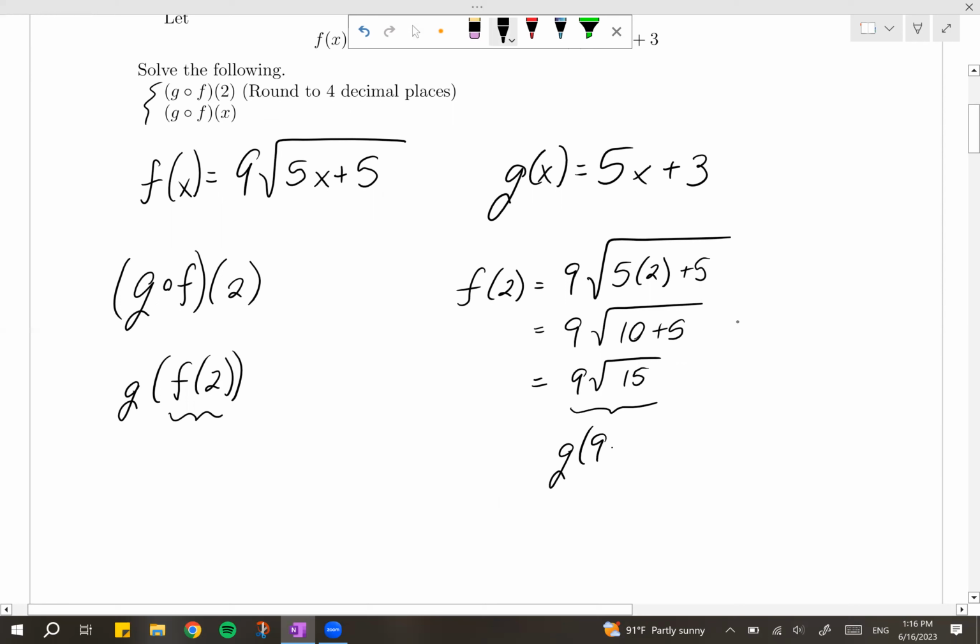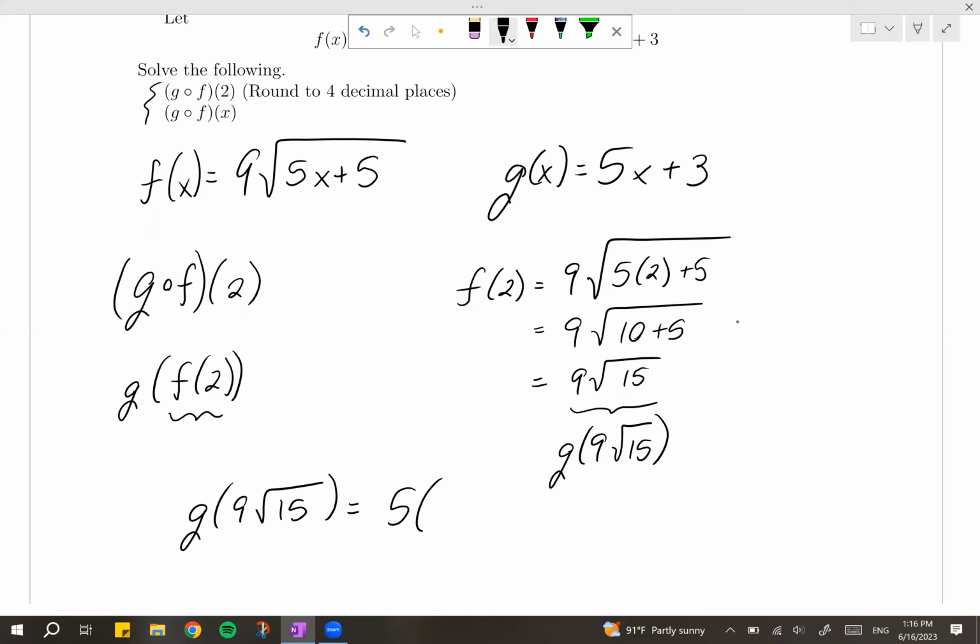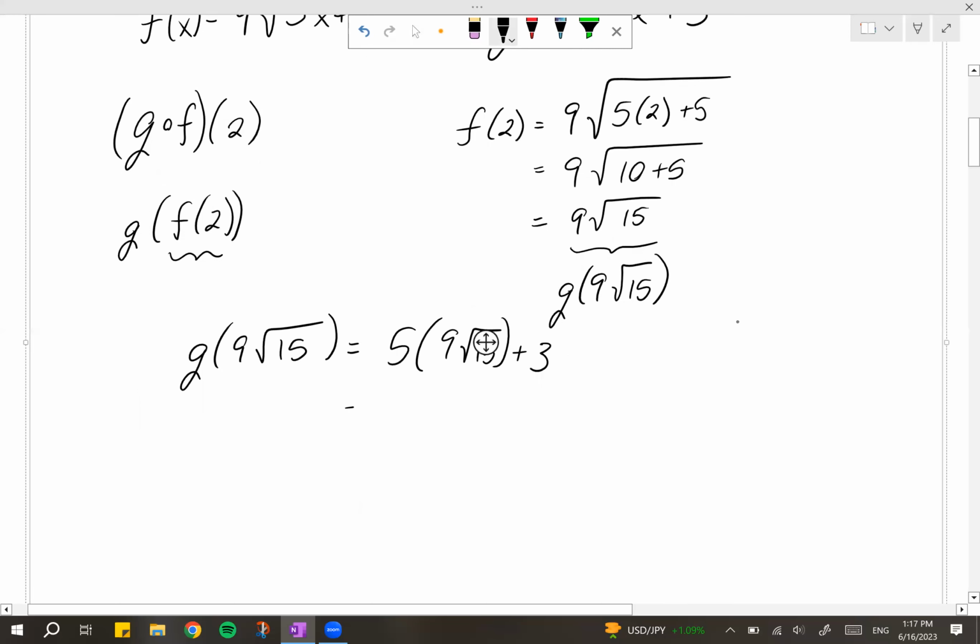Now that we've got this, we're going to plug this into our g of x function. So we're going to do g of 9 times the square root of 15. G of 9 times the square root of 15 is 5 times 9 times the square root of 15 plus 3. So when we do this, we have 5 times 9 is 45 times the square root of 15 plus 3.